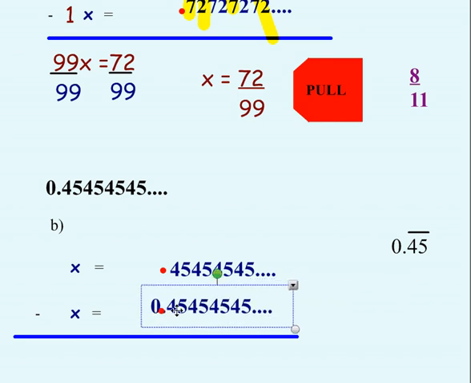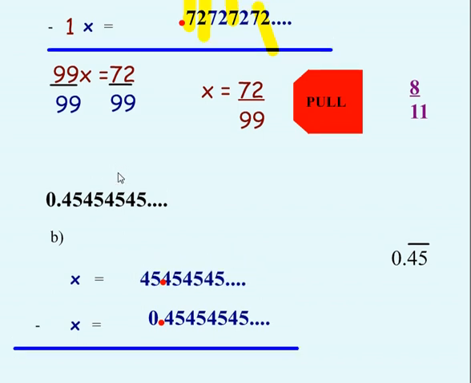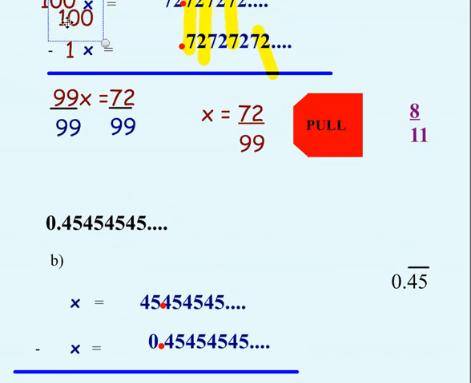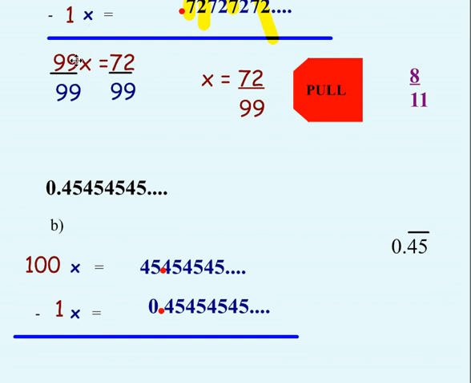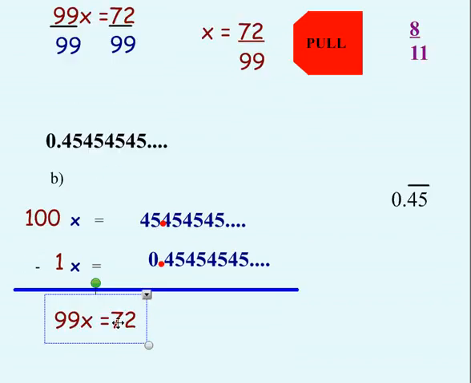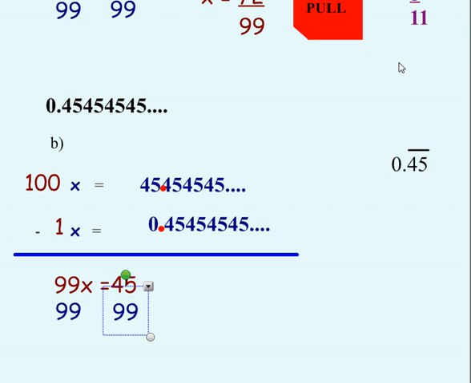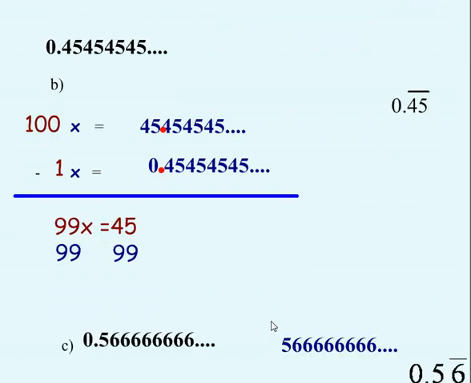Okay, what you've noticed is on this bottom one, it's just about the same as the top one. I'm going to be multiplying by 100 on the top, so I move the decimal over twice. On the bottom, I'm going to just multiply by 1. When I do my subtraction, it's going to be almost the same thing here. Instead of it being 72, I will get a difference of 45. And what I'll do is I'll divide by 99. And all I got to do then is reduce that fraction.